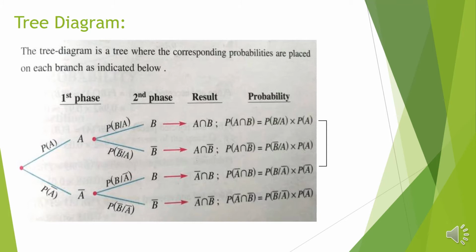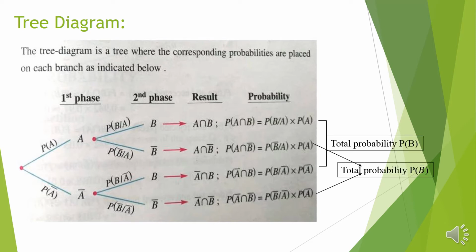We add, how to get it? We add the probability of A intersection B and the probability of A bar intersection B. If I want the probability of B bar, to get the probability of B bar, what do we do? We add the probability of B bar intersection A and B bar intersection A bar.